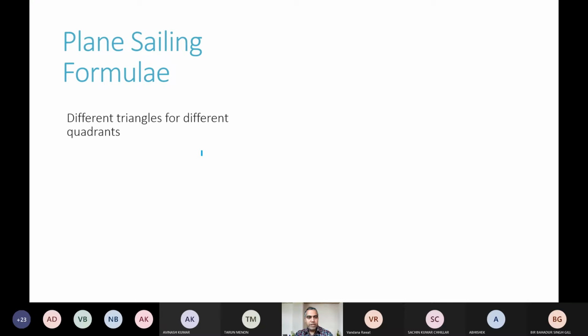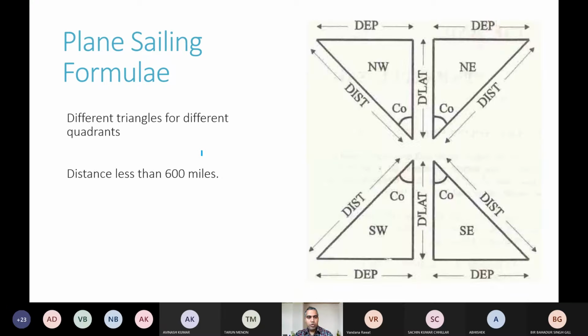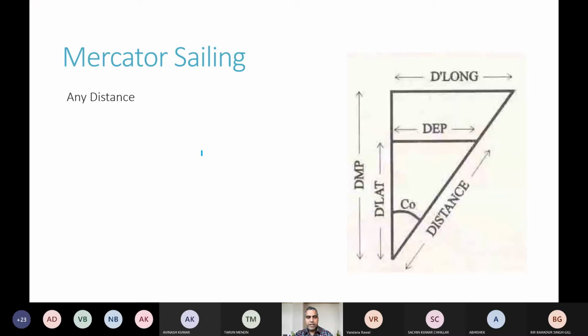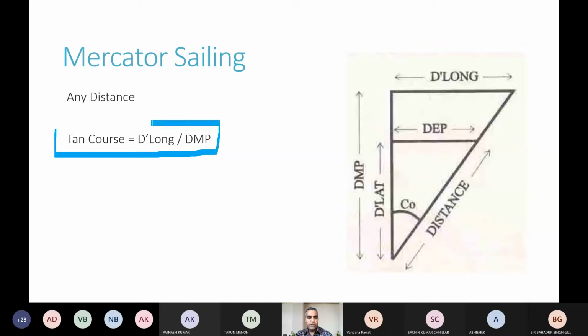And then we moved on to Mercator sailing, and in Mercator sailing I told you there is only one extra formula, that is the course formula: tangent course is equal to d long upon DMP. I hope all of you solved these basic questions on plain and parallel and Mercator. Any problems you are facing in plain and parallel or Mercator sailing basic questions?